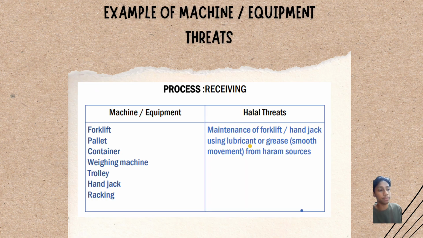So this is our example of machine and equipment threat. Same also on the process in receiving. So machine and equipment are forklift, pallet, container, weighing machine, trolley, hand jack, and also racking. So the halal threat is maintenance of forklift and hand jack, using lubricant or grease for smooth movement from a haram source.